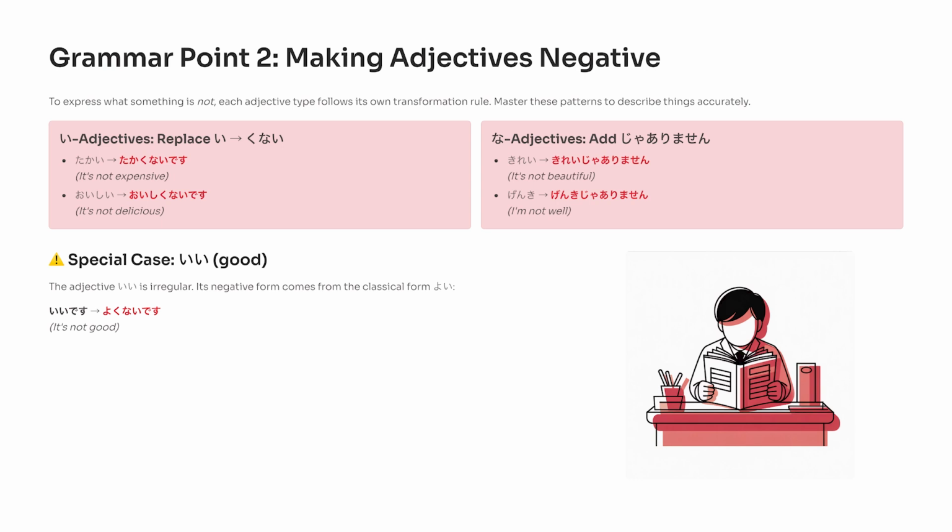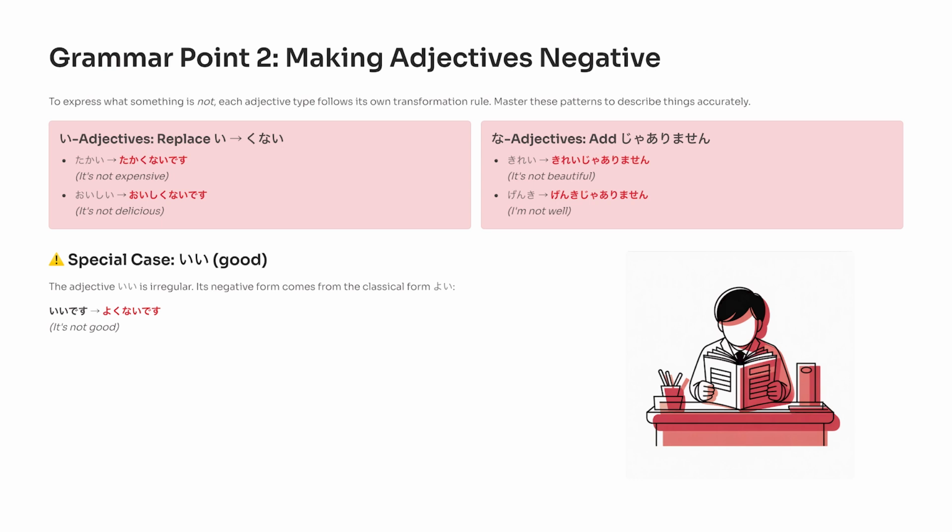Now let's learn how to say that something is not a certain way. Just like in English, we say not expensive or not beautiful, Japanese adjectives also have negative forms. The good news is that the rules are very systematic. First, let's look at I adjectives. To make an I adjective negative, replace the final I with kunai. For example, 高いです becomes 高くないです. This means it's not expensive. Another example, おいしいです becomes おいしくないです. This means it's not delicious.